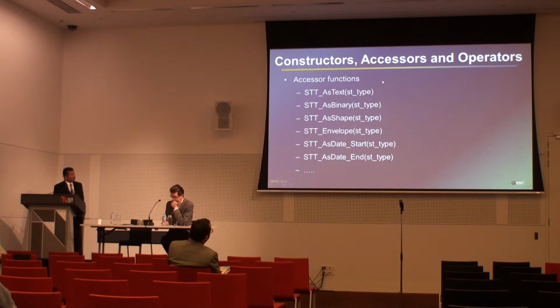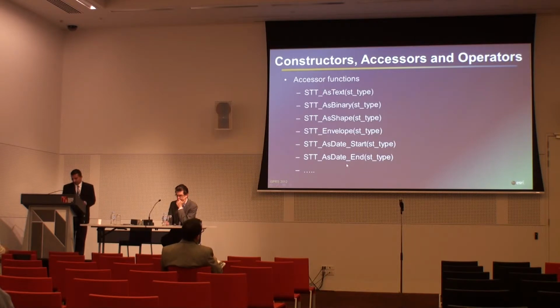Here are some examples of the accessor functions. For example, if you want to return the geometry as text, you can say STT as text, and it will return the spatiotemporal type in text format. Or if you want to return it as binary, you can say as binary, and it will return it in binary form. There are some other functions here.